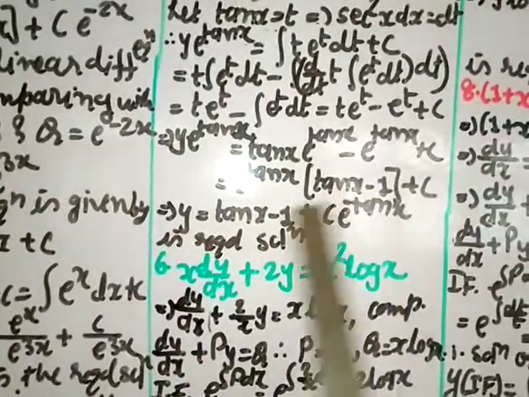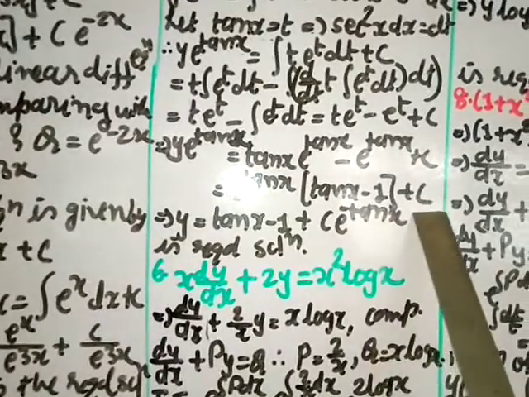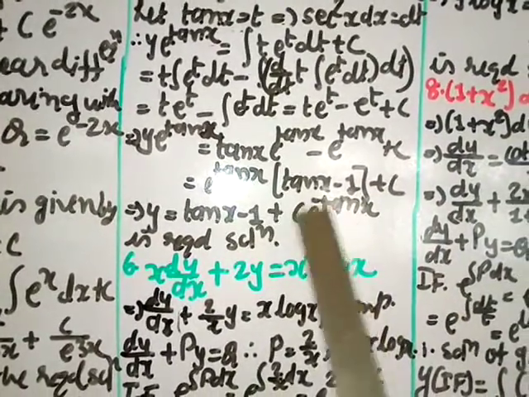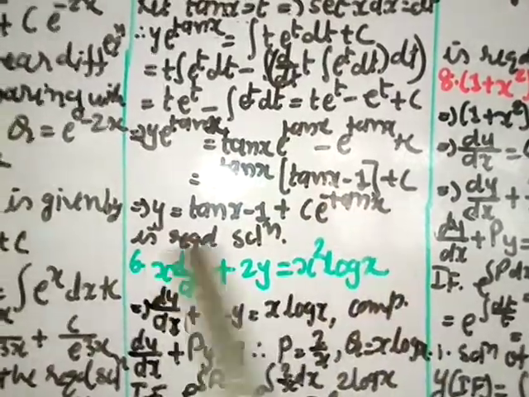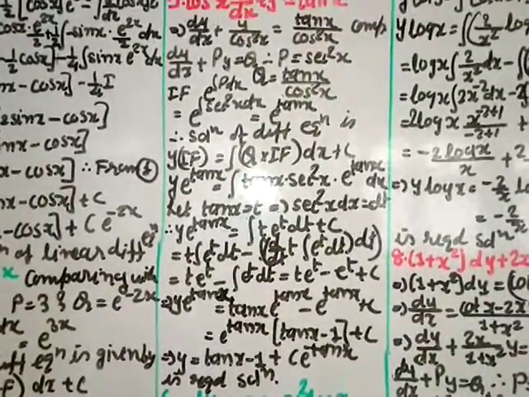So y is equal to, here remains tan x minus 1, this will cut. And here it will come in the denominator, take in the numerator with a negative sign, negative power. So e power c into e power minus tan x. So this is the required solution for the given differential equation.